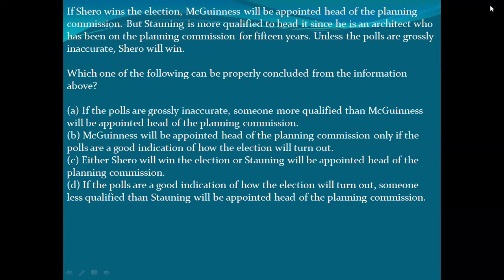So the problem in C is that it says either Shero will win the election or, if Shero doesn't win, Stoning will be appointed head of the Planning Commission. So that will assume that if Shero does not win the election, McGuinness will not be appointed for sure, and therefore Stoning will be appointed. But we can't say that. Even if Shero doesn't win, McGuinness may still be appointed for other reasons because it is a condition of necessity and not a condition of sufficiency. Understood? So C cannot be concluded.